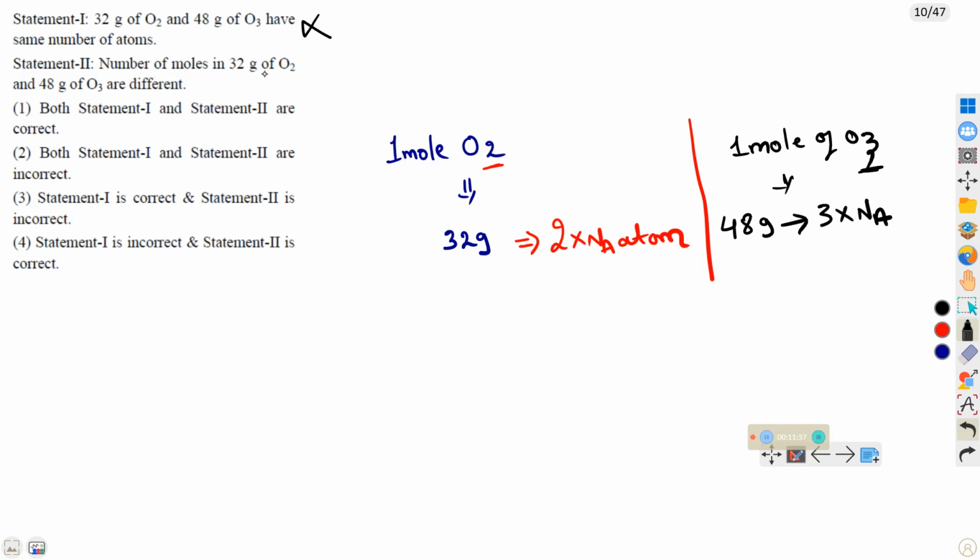The number of moles in 32 grams of O2 and 48 grams of O3 are different. The number of moles in 32 grams of O2 is 1 mole, and 48 grams of O3 is 1 mole. Second statement is also wrong.